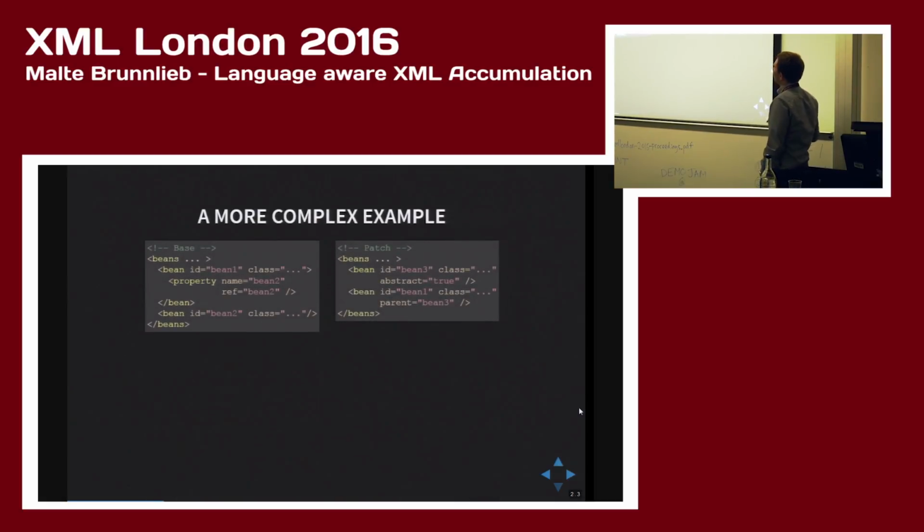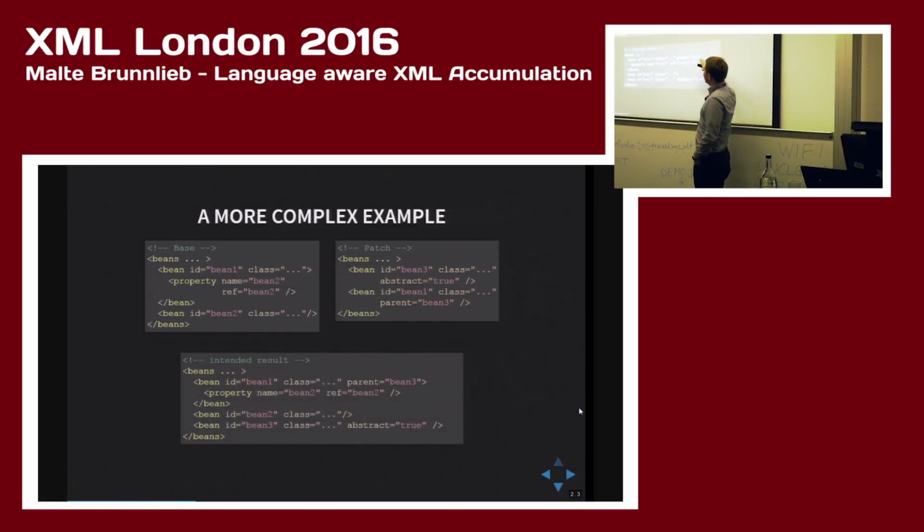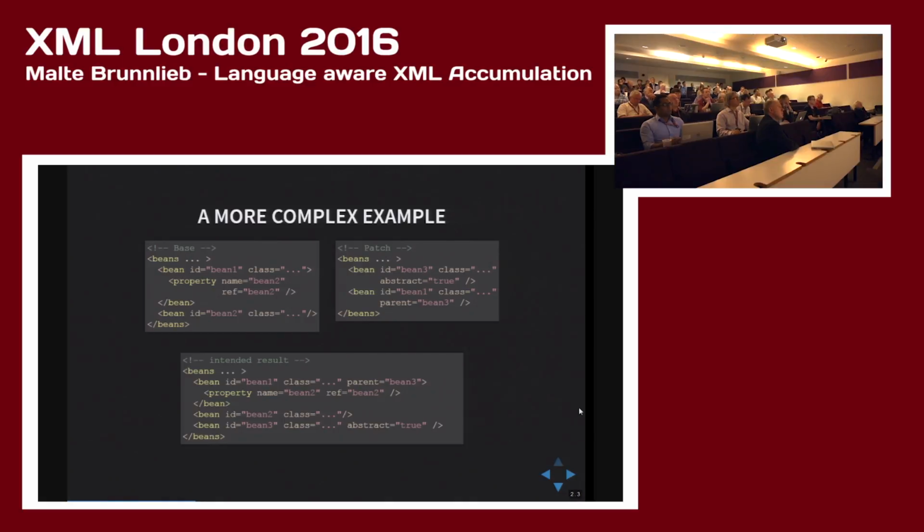Let's look into a more complex example. We again have bean declarations, and now we want to integrate, by the patch, an inheritance relation for the beans. There is a new bean 3 declared, and bean 1 should now inherit from bean 3. Basically, we want to have this integrated because in the base there's already a bean 1, so we can integrate and merge these documents. But what if we do not have some kind of easy notion of equality?